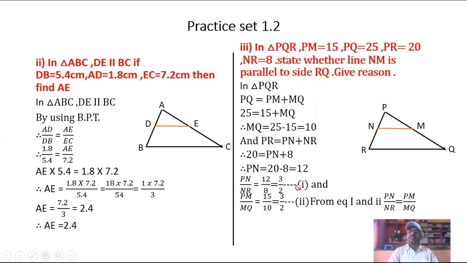From equations 1 and 2, we get PN to NR is equal to PM to MQ. Hence, the ratio PN to NR is the same as PM to MQ. By using the converse of the BPT theorem, line NM is parallel to side RQ. Hence, it is proved.